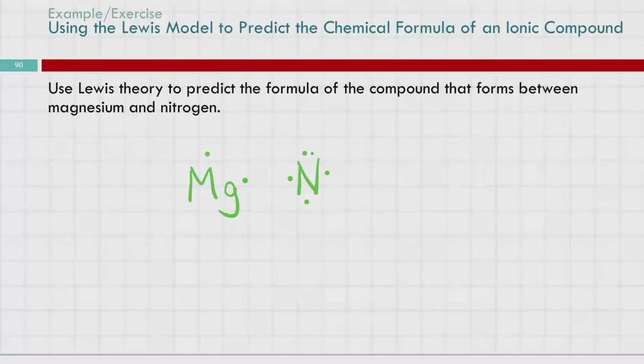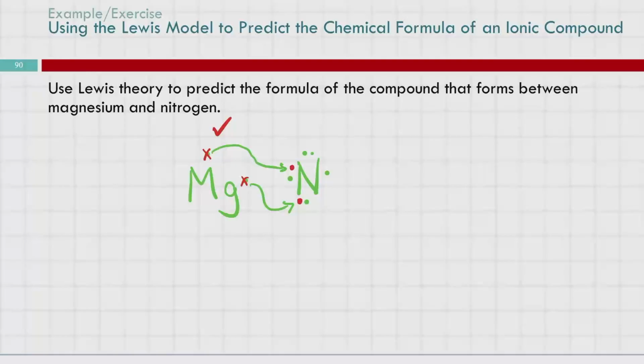Who is losing electrons here when they transfer? Magnesium's losing electrons. It's donating electrons to nitrogen. It's got 2 electrons to give. Okay, so magnesium gave away its 2 electrons. Is magnesium happy? Yes, magnesium is happy.